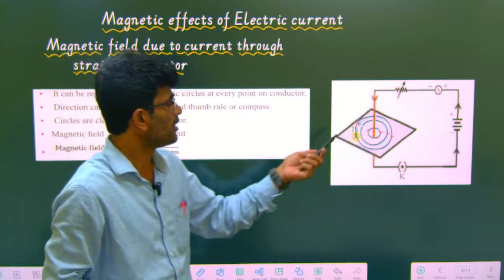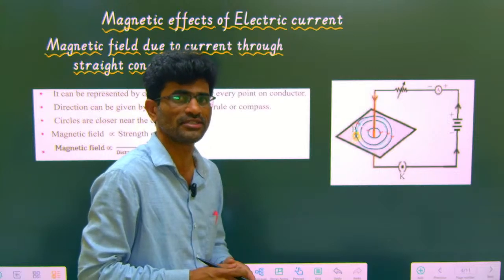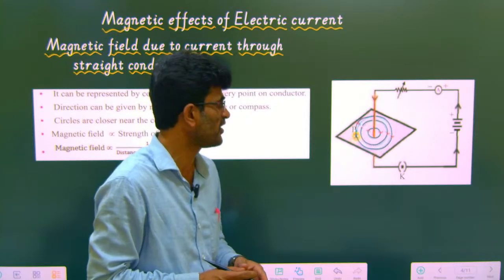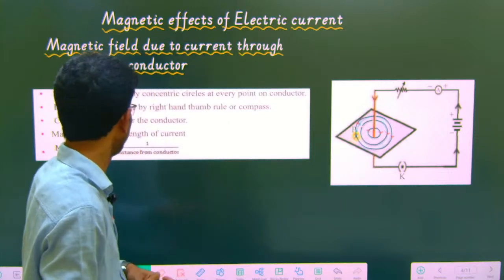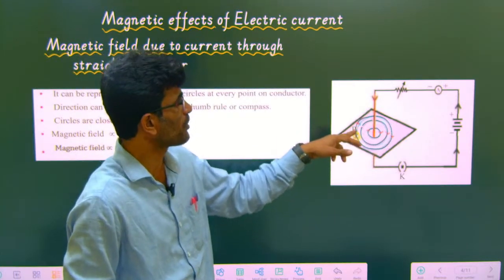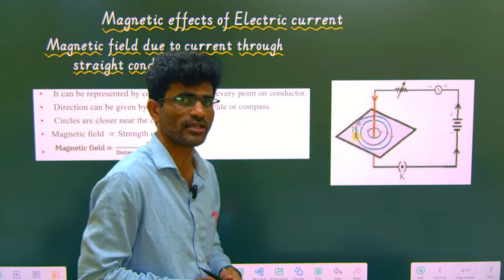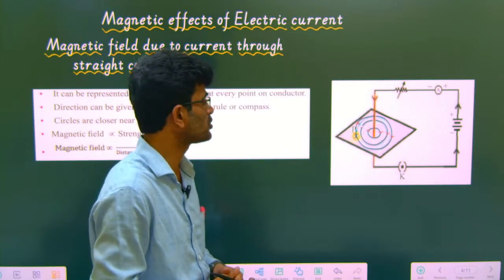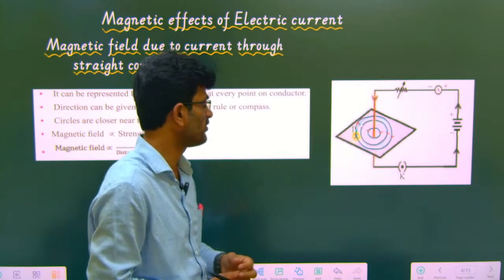Near the conductor, concentric circles will be very close. That means there the strength of the magnetic field will be high. When you are going away, the strength of the magnetic field will be low. And the strength of the magnetic field is directly proportional to the current. If more current is passed through the conductor, then the strength of the magnetic field will be strong. If you are passing less current, then the strength will be low.